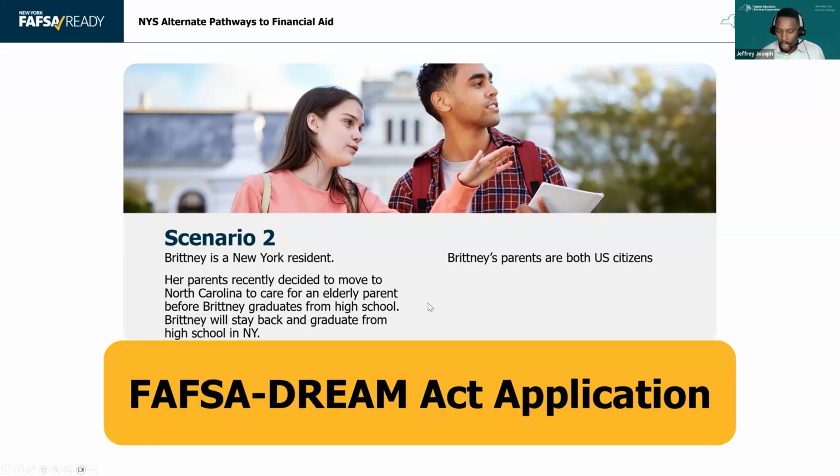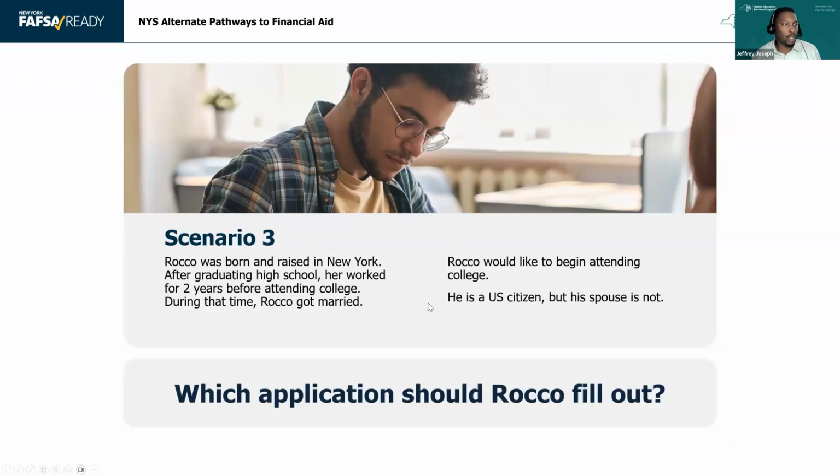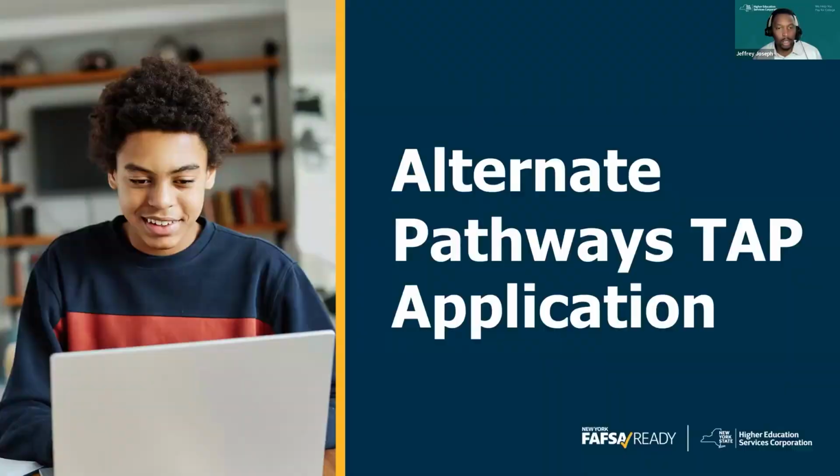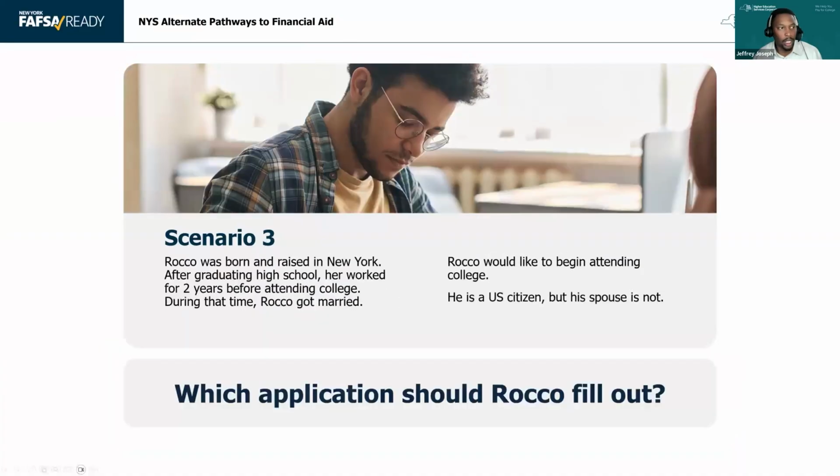All right. Next one, my man Rocco. Rocco was born and raised in New York. After graduating high school, he worked for 2 years before attending college. In that time, Rocco got married. Oh, watch out. Whoa, watch out. Rocco had to begin attending college. He is a U.S. citizen, but his spouse is not. Which application should Rocco fill out?